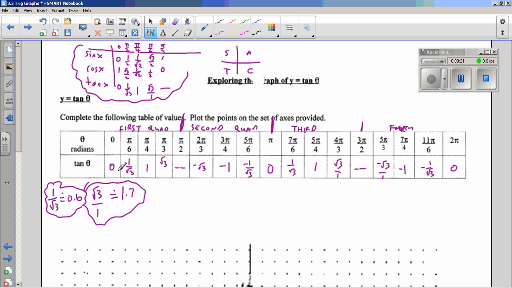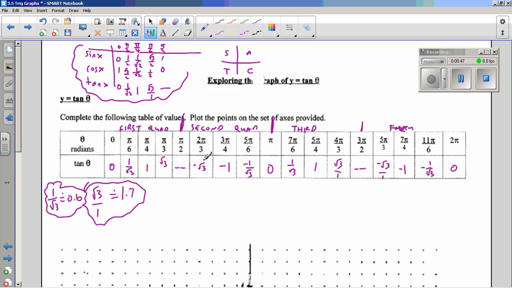So the tan of 0 is 0, the tan of pi over 6 is 1 over the square root of 3, and there were reasons why we remember this. How we get the rest of the table, of course, we can use the CAST rule. These are the acute angles in here, but then in the second quadrant, once I cross the pi over 2 threshold, the tangent becomes negative. Only the sine is positive there.